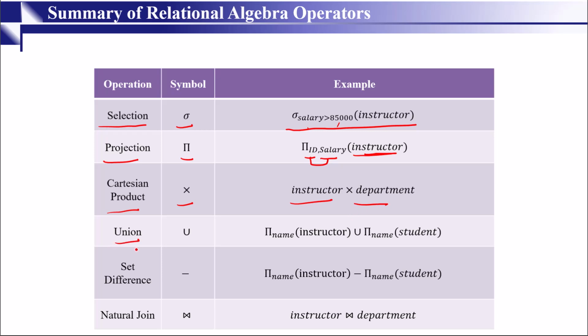Then we have union, it means, for example, you do projection of two columns in two tables, name in instructor and name in student. Then we have set difference, we show by minus, and in here we are interested in columns that are available in the first one but not in the second one. And in natural join, we show by bow tie, and in here we do the Cartesian product, we select the rows where the common attributes are equal, we select the unique interested columns.